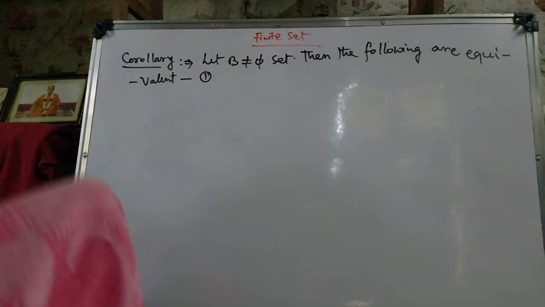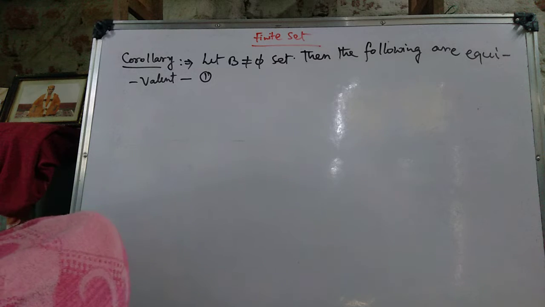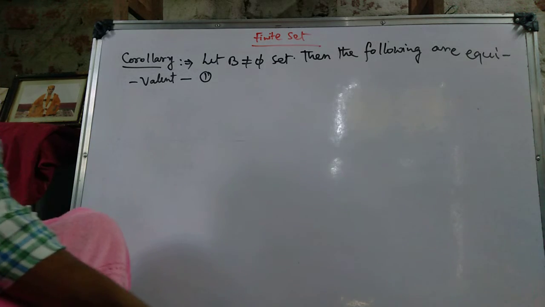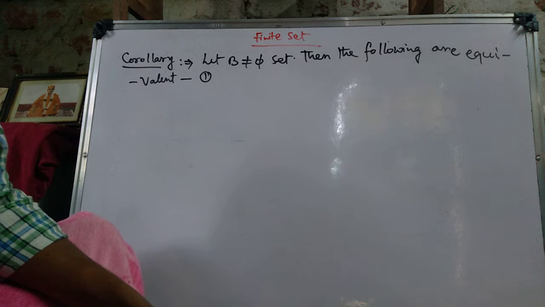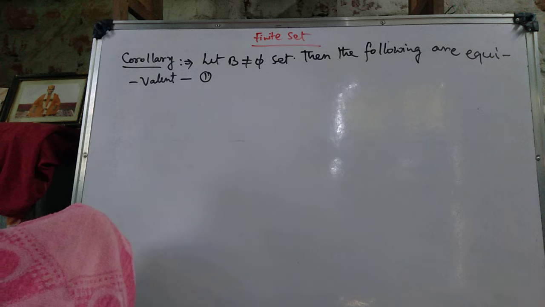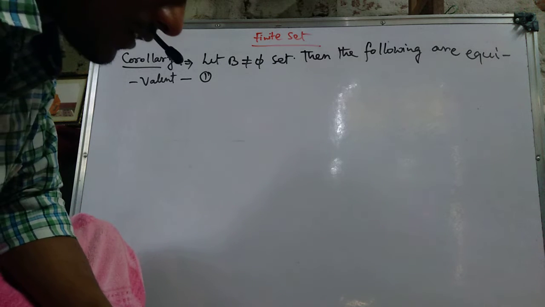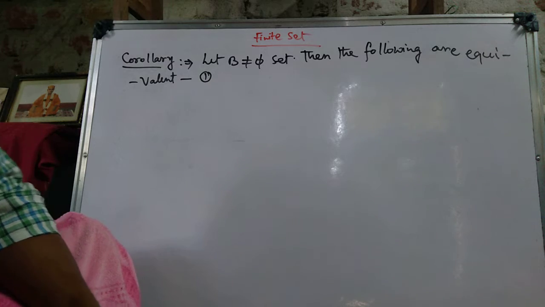Today we talk about finite sets. In the previous class we discussed the definition of a finite set and some examples, some lemmas and the consequent theorem and corollary. Today we discuss one corollary. We start. Let B be a non-empty set, and then the following are equivalent.